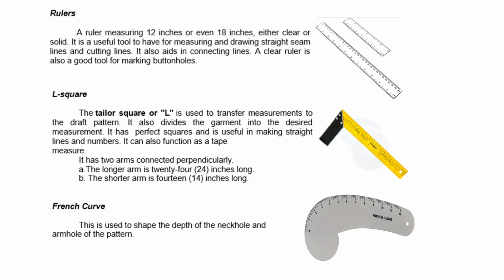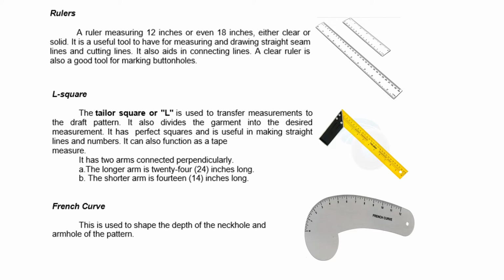The third picture is a ruler. Rulers measure 12 inches or even 18 inches, either clear or solid. It is a useful tool to have for measuring and drawing straight seam lines and cutting lines. It also aids in connecting lines. A clear ruler is also a good tool for marking buttonholes.